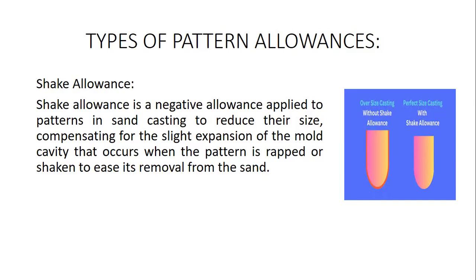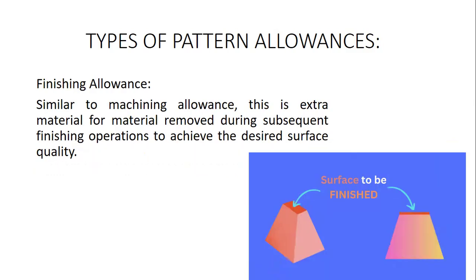Last but one is the shake allowance. It is a negative allowance applied to the pattern in the sand casting process by reducing the size of the pattern, compensating for the slight expansion of the mold cavity. So when the pattern is rapped or shaken, it can be easily removed from the sand. Last one is finishing allowance. It is more or less like machining allowance. Here, extra material is removed in the subsequent finishing operation to achieve the expected surface quality of the material.